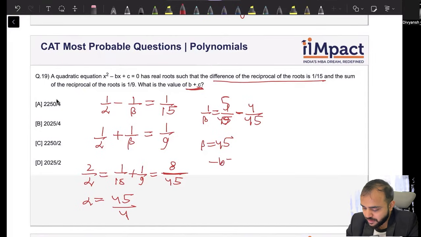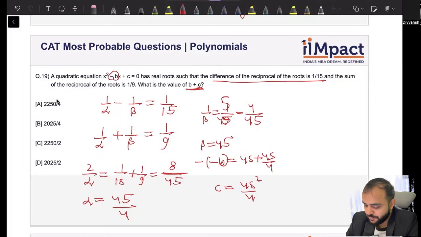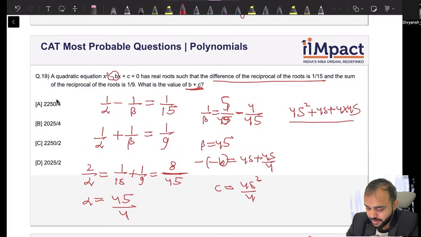So minus b is the sum of the roots, which is 45 plus 45 by 4. So, minus of minus b, because they've already put it as minus b. So b is equal to 45 plus 45 by 4, and c is equal to the product of the roots, which is 45 square by 4. So I just have to add these, which is going to be 45 square plus 45 plus 4 into 45 divided by 4, my answer.